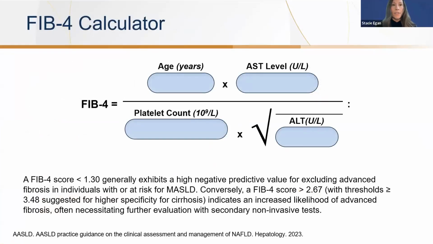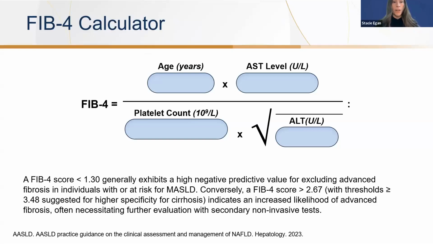Okay, so FIB-4 calculator. This is a great first test when we're trying to risk stratify our patients. You can see that these are values that we already have. It's a patient's age, their AST level, their platelet count, and their ALT. Now, you don't necessarily need to do math. Most of our EMRs will have some sort of calculator that we can plug these numbers into. If you don't have it on your EMR, I don't, there are a lot of good online calculators like MDCalc where you can go in and actually work up a FIB-4 for your patient.